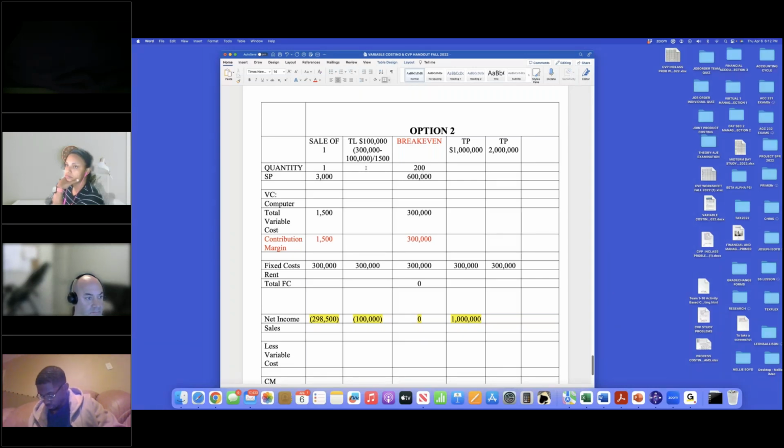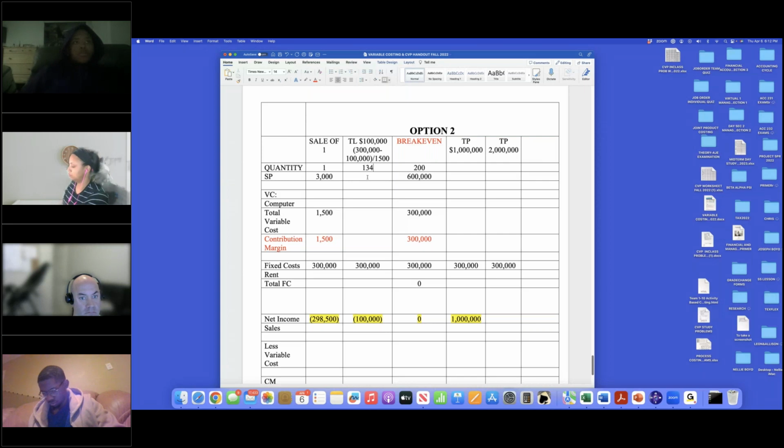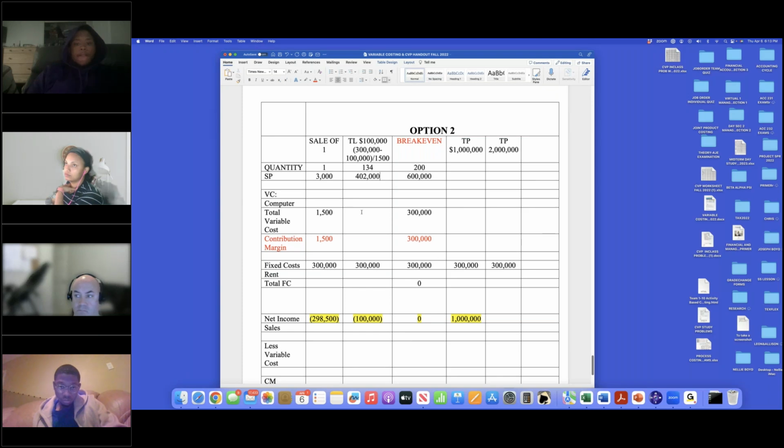So if we do that division, how much do we come up with for the quantity? 134. What's 134 times 3,000? 402,000. So we always round up. Well, up or down, it doesn't matter. It's whatever works for you. You just have to be within $500 of this number.